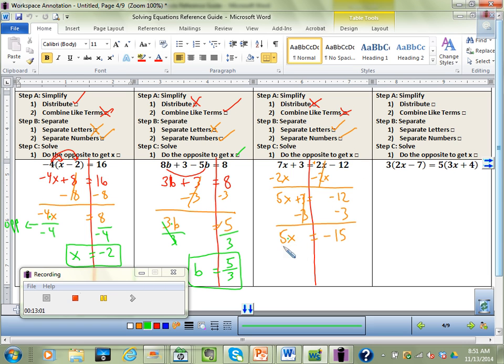Opposite of multiplying by 5? Dividing by 5, and what I do to one side, I must do to the other. That leaves me with x equals negative 3. Because I owed $15, I split it between 5 accounts. Each of those accounts owes $3. Make any corrections if you need to. This was 3 events, so 3 steps to solve it. 1, 2, 3. Okay. Last one.